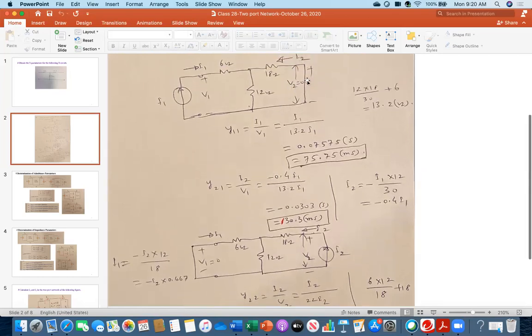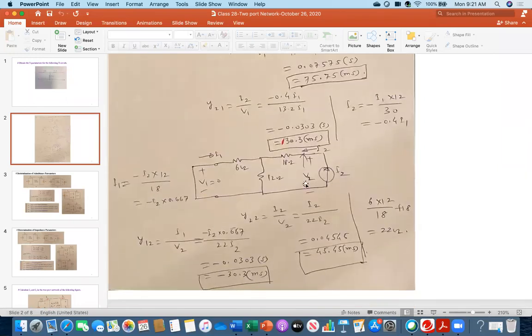Now, next we will assume that there is a current source here. The current is I2, a current source, but the left side port is shorted. So everybody see this one. Now I am assuming I2 is flowing. There is voltage V2 here, but V1 is 0 because this is shorted. So with that, I will first find out Y22. Y22 is I2 over V2. This one, I2 over V2. So I2 is I2, you don't need to do anything.